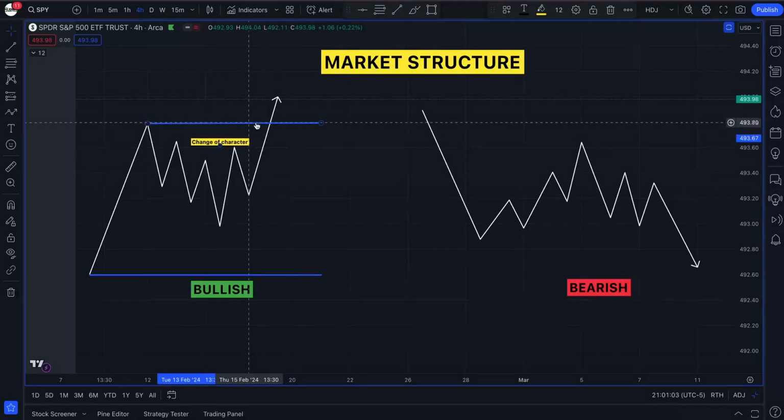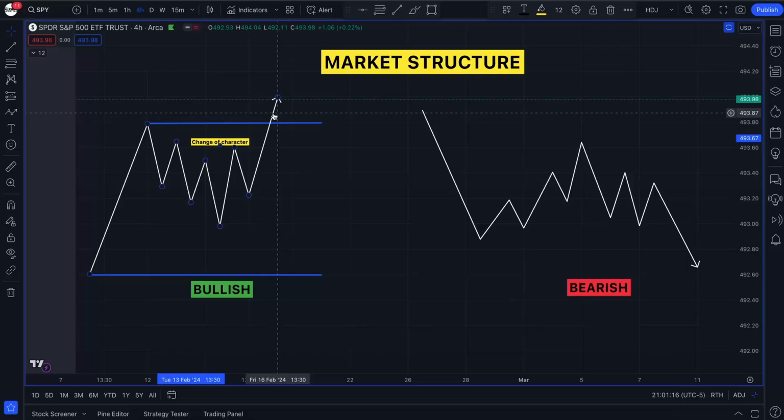Conversely, if you want to buy calls, you want to wait until this external structure, the top line, is broken. Then you can take your calls. It's a lot safer to do it that way. And now, this is another point that we have to make.